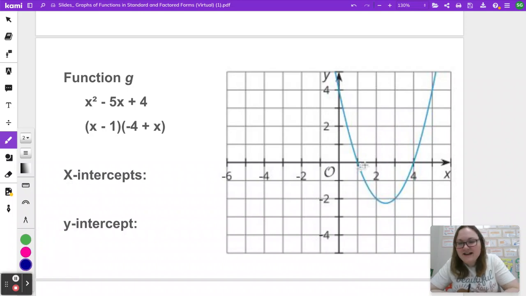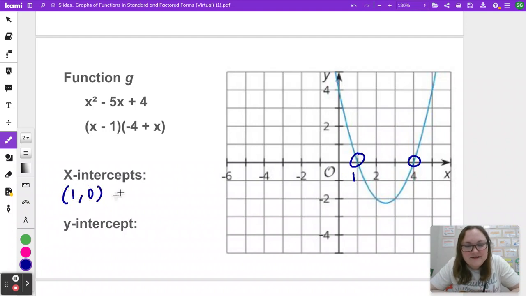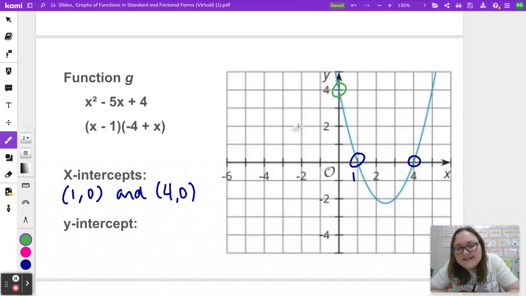For this one, our x-intercepts are here and here, so that's at the number 1 and 4. And so we have an x-intercept at (1, 0) and at (4, 0). For our y-intercept, that is right here on our y-axis, so that's going to be at (0, 4).